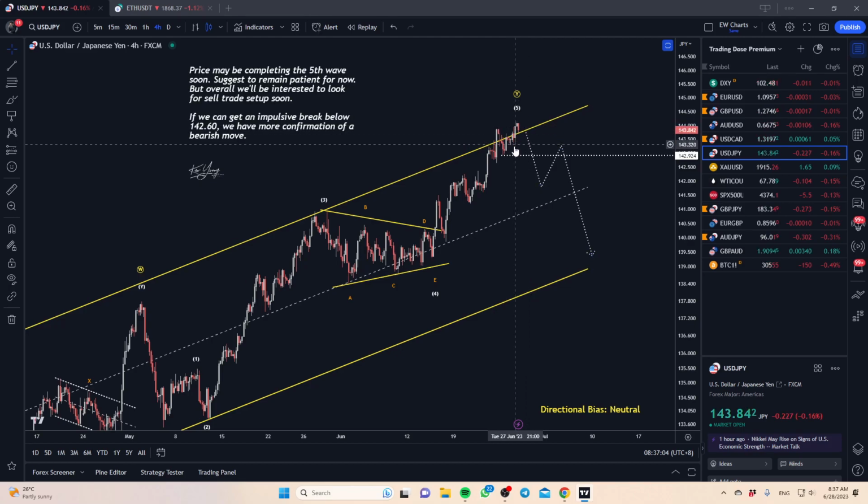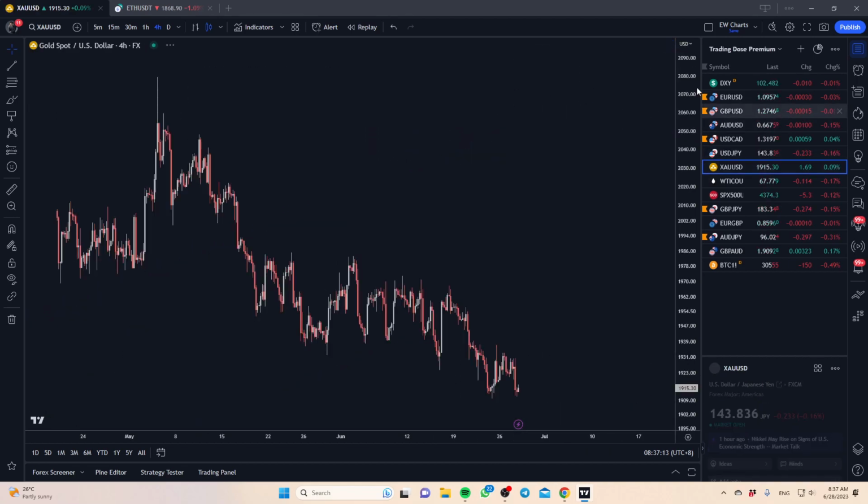So maybe not so soon, okay, but do keep an eye on the dollar yen. We may get a potential setup perhaps nearer towards the end of the week or even going into next week, right? Monday or Tuesday. So keep an eye on that.